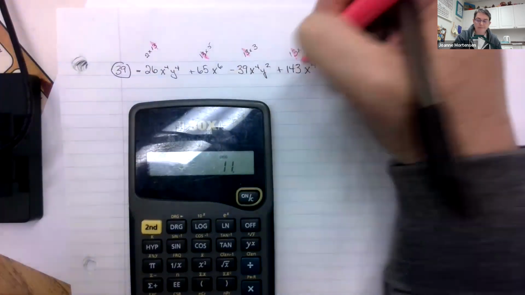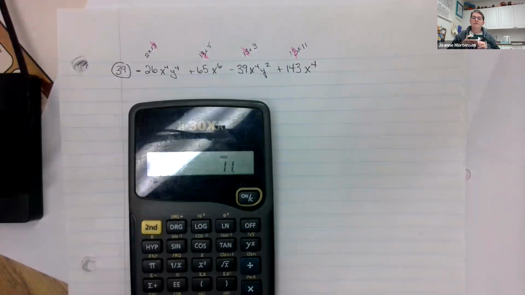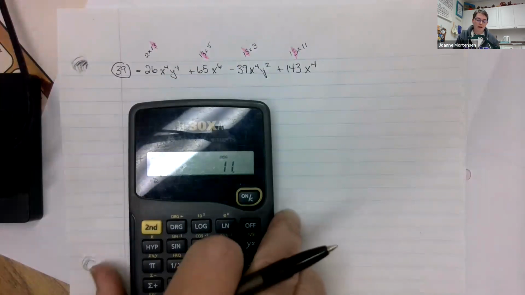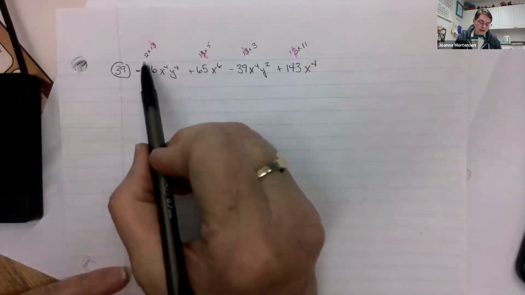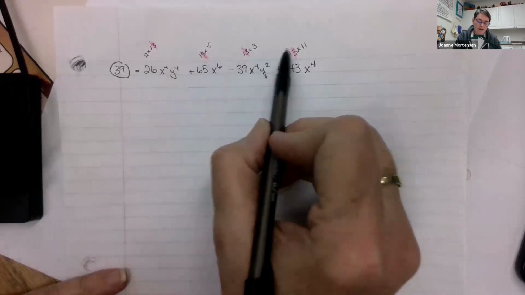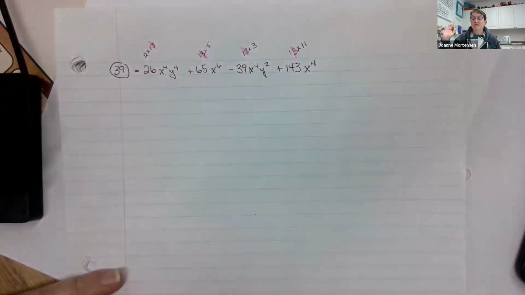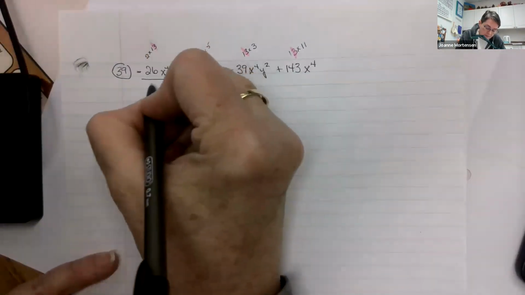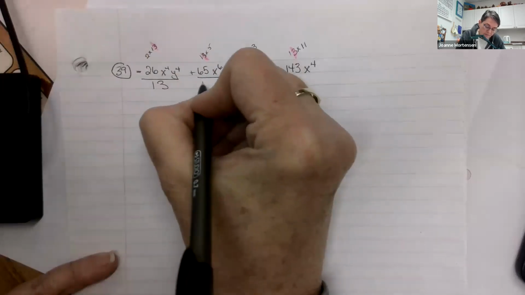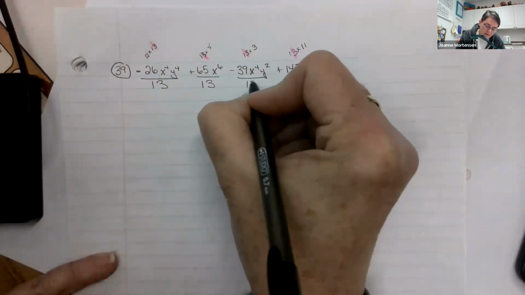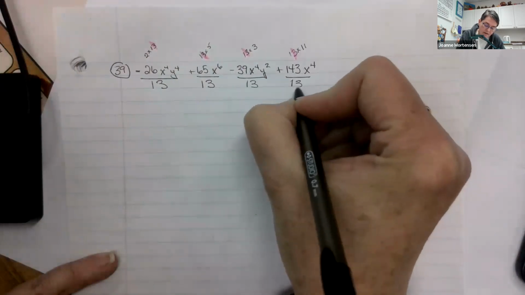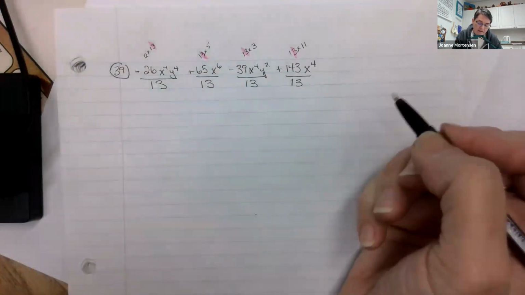I just want to use my highlighter. My greatest common factor when it comes to numbers. The fact that the other factors are all prime numbers tells me it's all good. It's all perfect. So I'm going to divide this by 13, by 13, 13, 13. Now let's look at the variables.